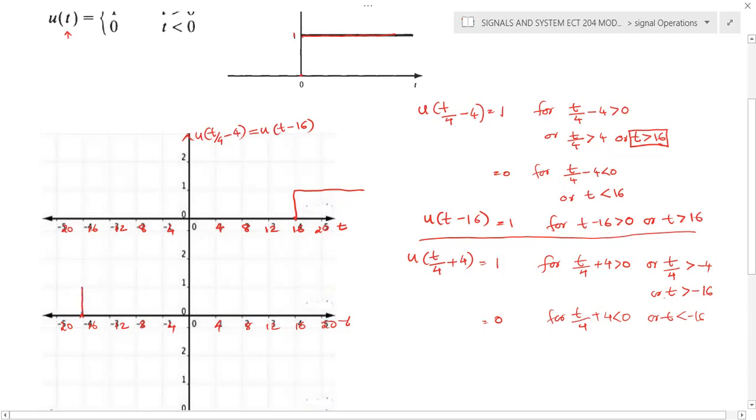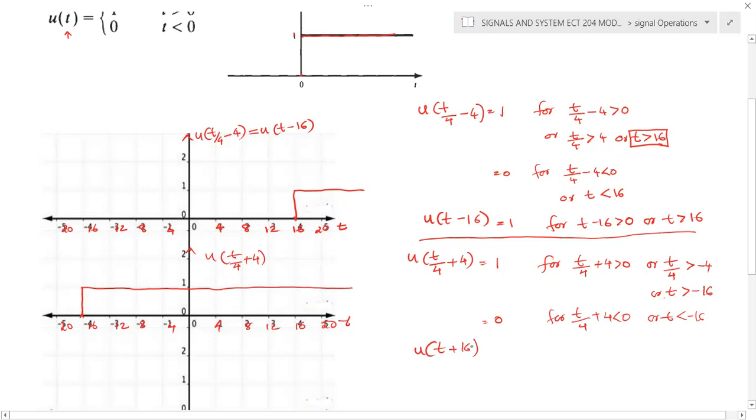So this is a signal, this is 16, and if t is greater than minus 16 means towards right. So this is a signal u of t by 4 plus 4. And we can also write like this. Here this is a shifted version of the standard step signal, which is left shifted. So u of t plus 16.